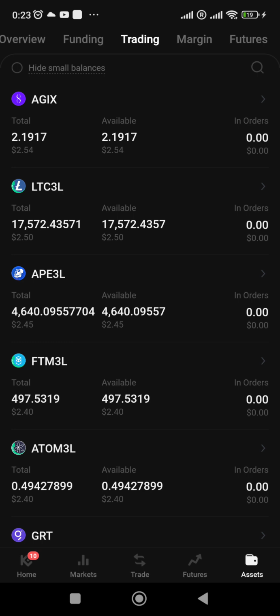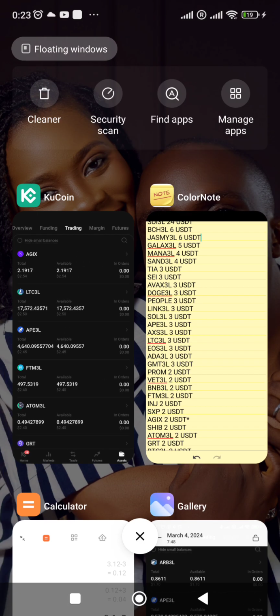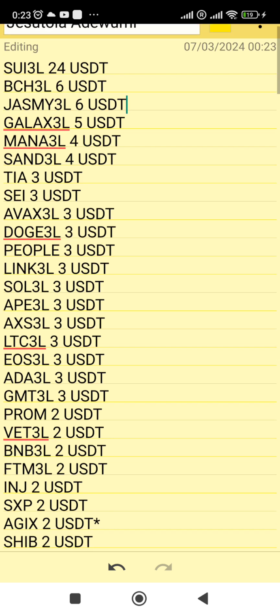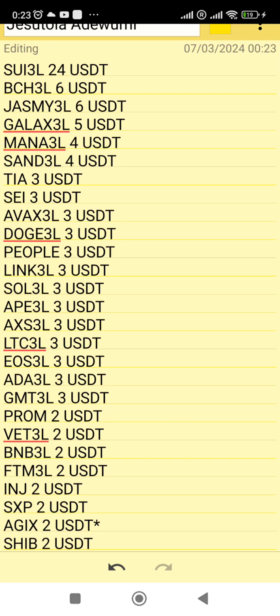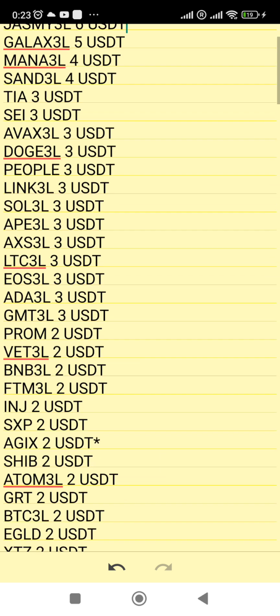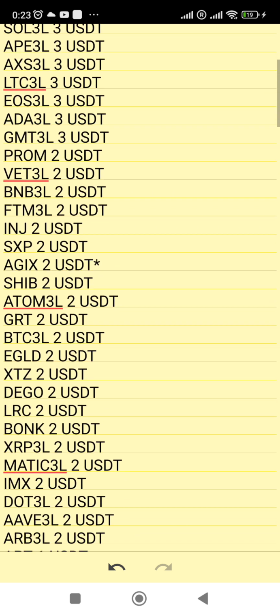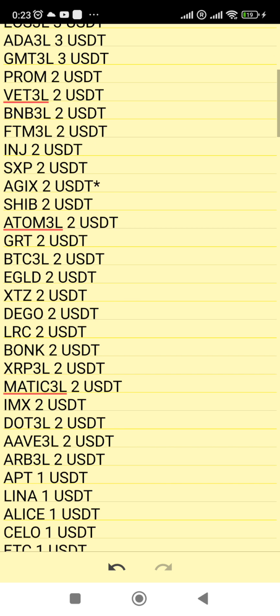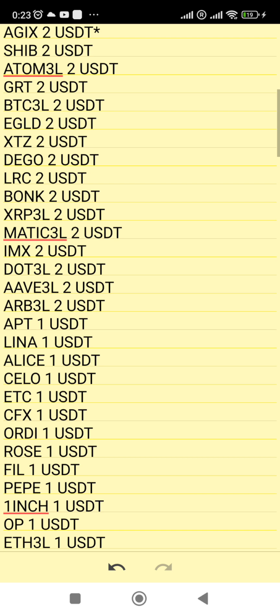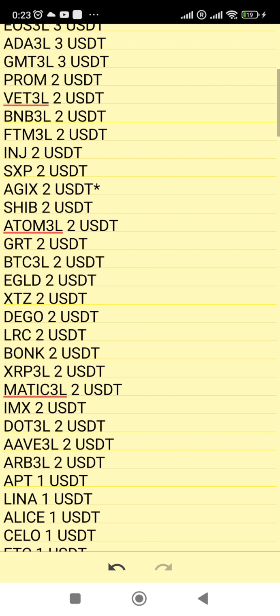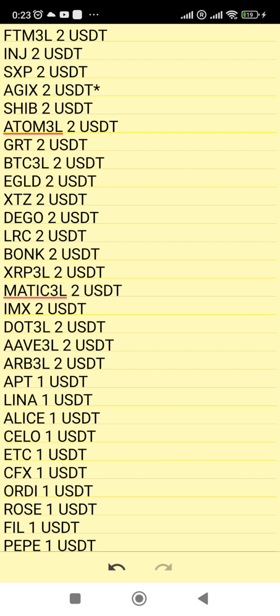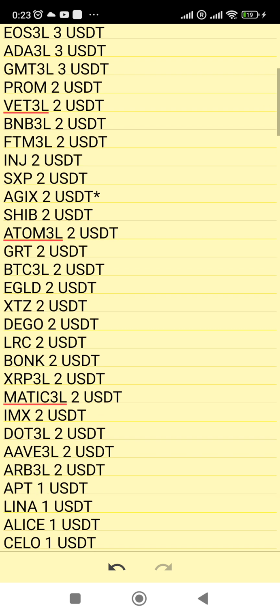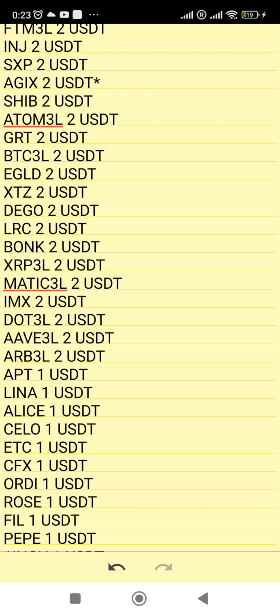Agix, LTC, Ape, FTM. I just need to confirm how much I have invested in them. Ape is 3. All right, LTC is 3. Agix and FTM. Agix is 2. FTM is 2. All right, so those others are 3, but FTM and Agix are 2 each.